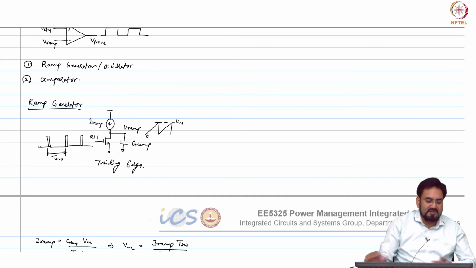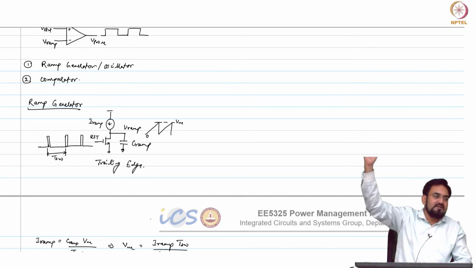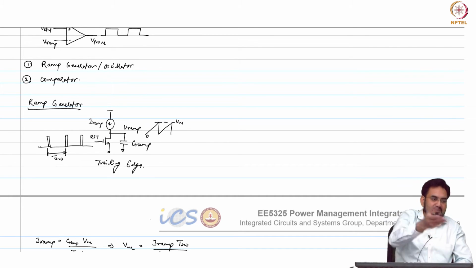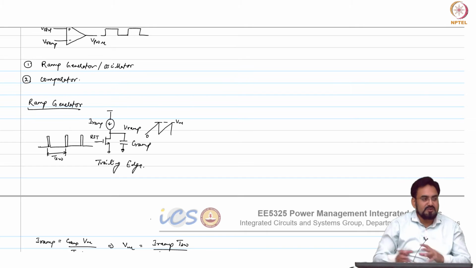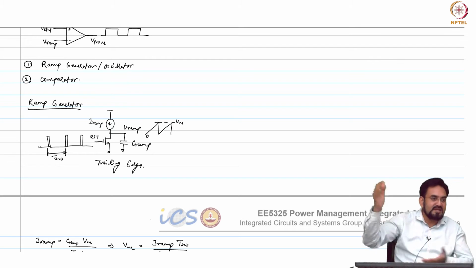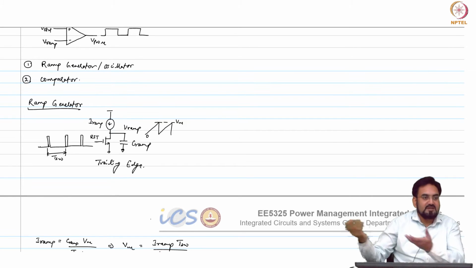Okay. So if you are using this kind of ramp generator where you are resetting your ramp to VDD, if it is a leading edge, or for trailing edge you are resetting your ramp to 0 volt, then which one to use you can decide based on where the duty cycle is lying, whether you are always operating below 50% or above 50%.